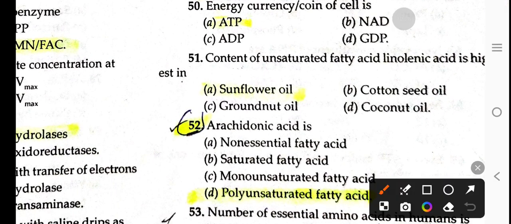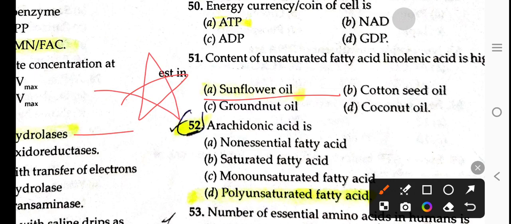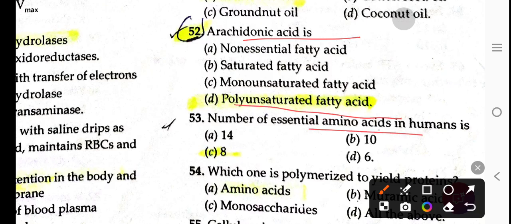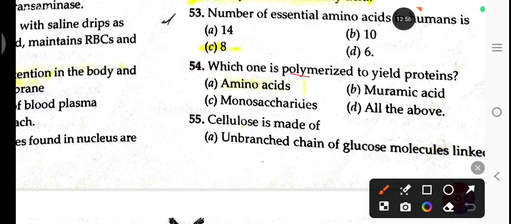Content of unsaturated fatty acid, linoleic acid, is highest in sunflower. Very important question. Linoleic acid is mostly found in sunflower oil. Arachidonic acid is a polyunsaturated fatty acid. Number of essential amino acids in humans, so there are 8 essential amino acids. Which one is polymerized to yield proteins? So we know that amino acids are polymerized to yield proteins.